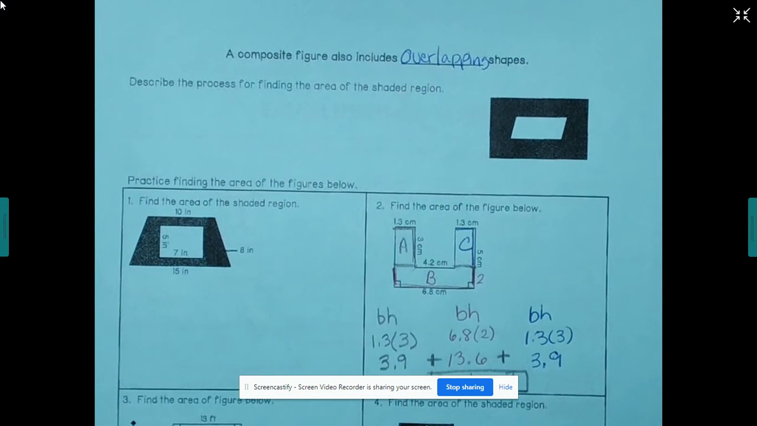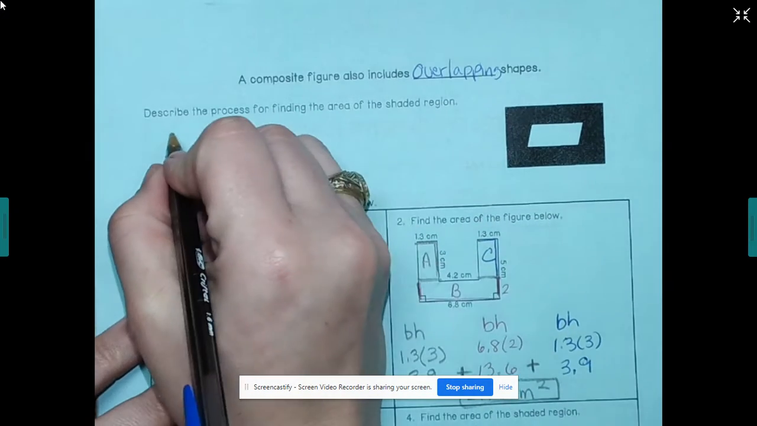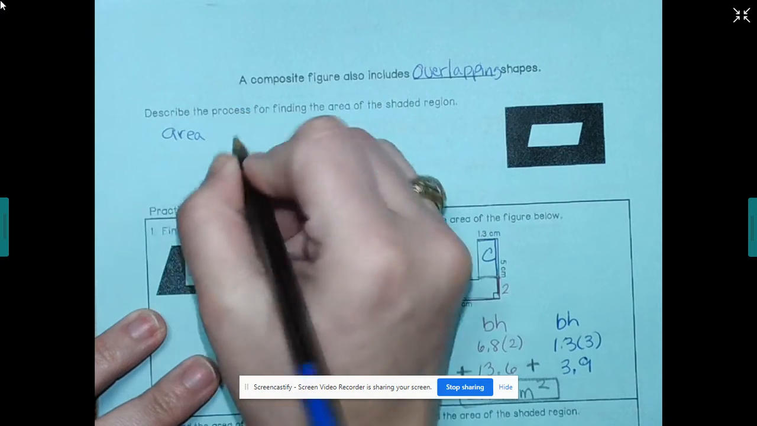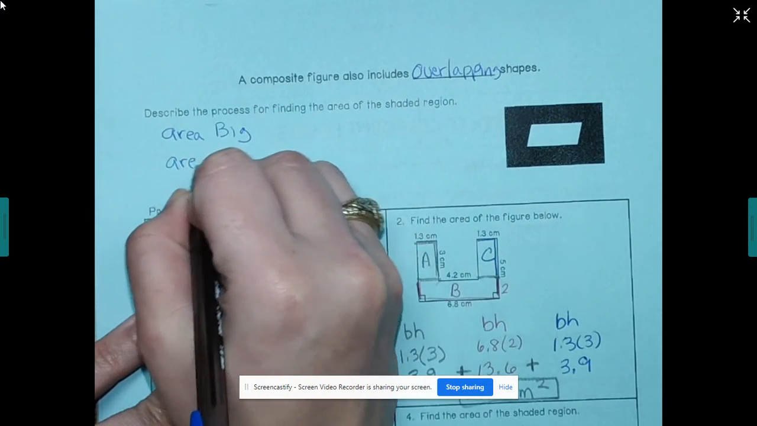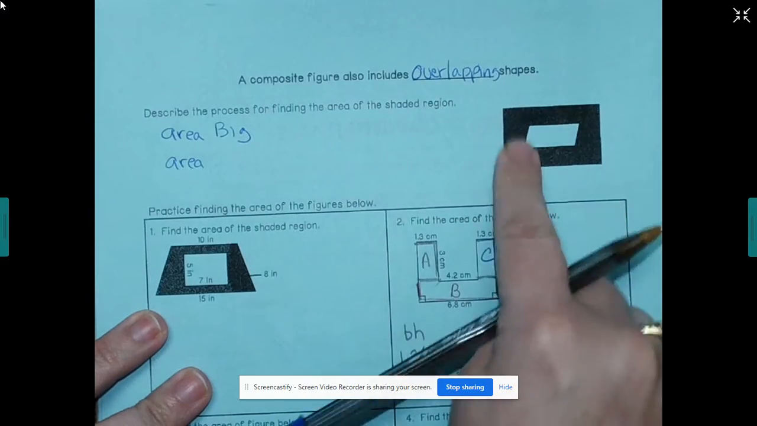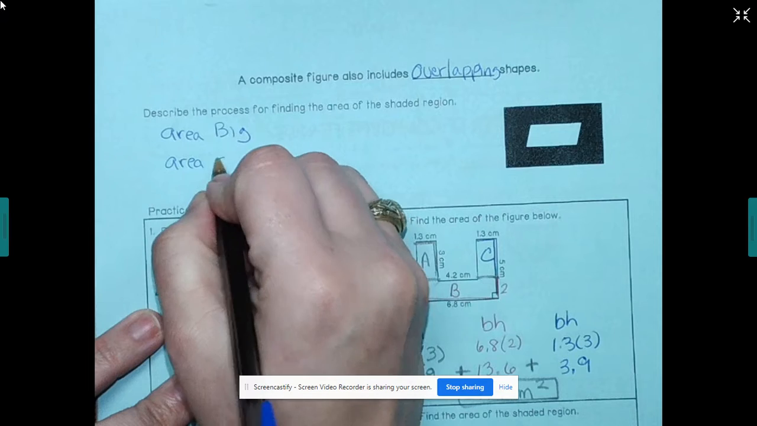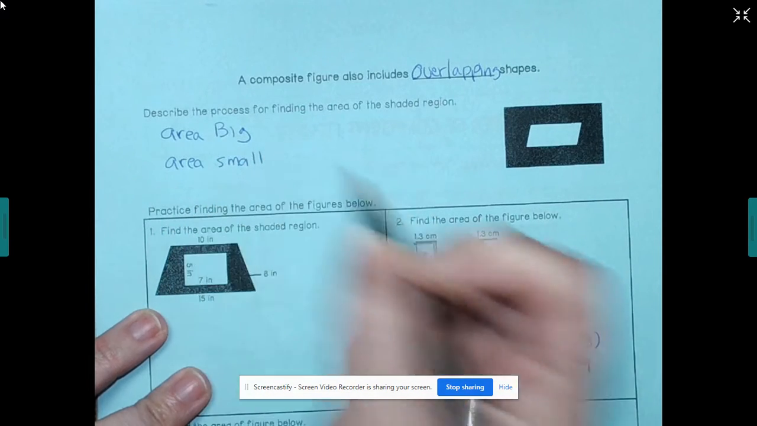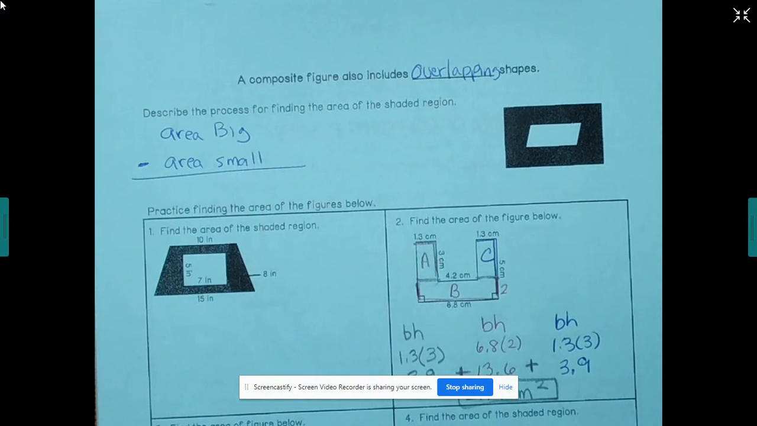In order to do this, we're going to do exactly like we did last time. We're going to find the area of both shapes, but we want to start with the area of the big shape, which in this instance would be a rectangle. Then we want to find the area of our other shape, our smaller shape. Before we would add, but when shapes are shaded, we're going to subtract.